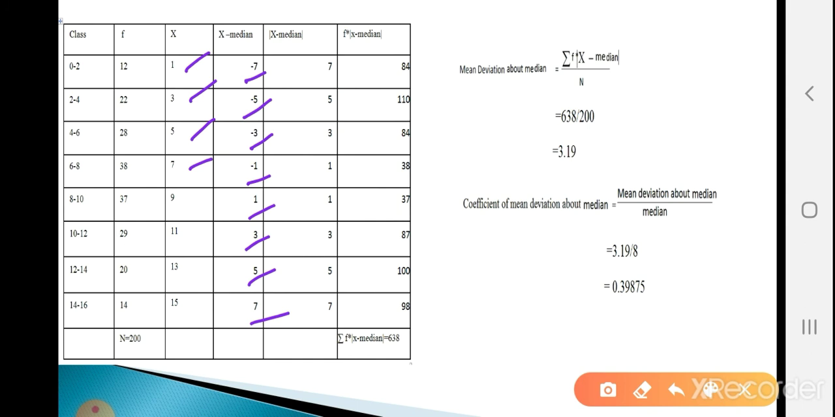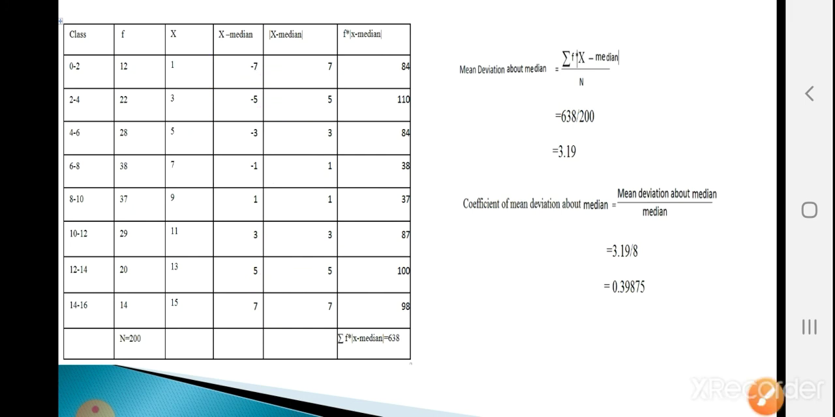Now the mod of x minus median. So write down all the absolute values of x minus median. So minus 7 absolute value is 7. Minus 5, it's 5. Minus 3, it's 3. Minus 1, it's 1. 1, 1. 3, 3. 5, 5. And the last 7, 7. Now just multiply f values to the corresponding values of mod of x minus median. So we will get the last column.